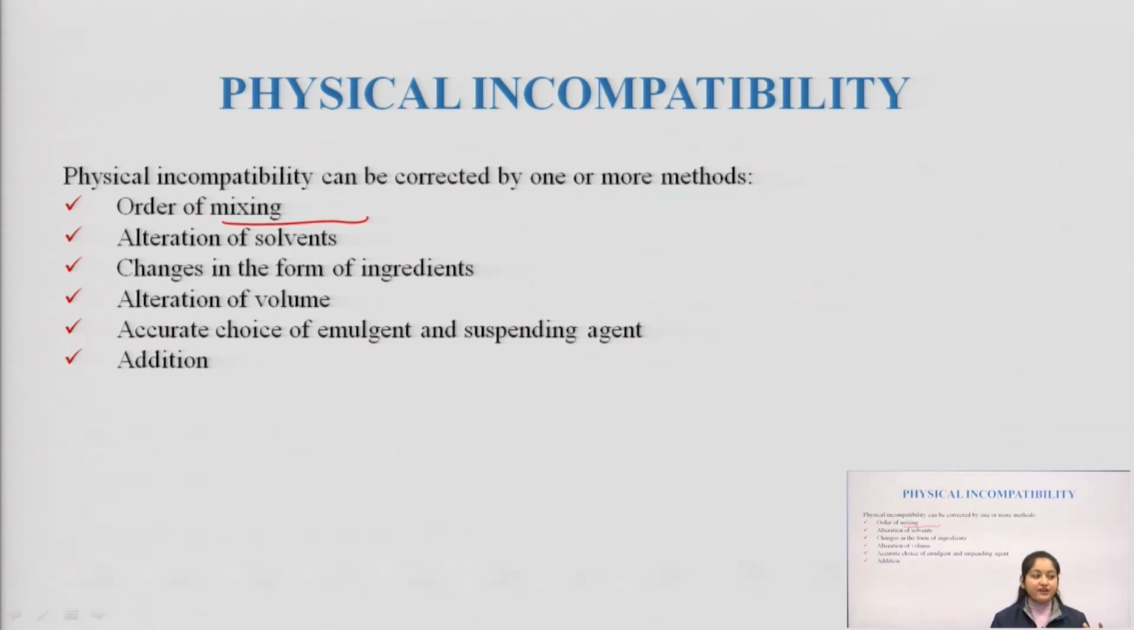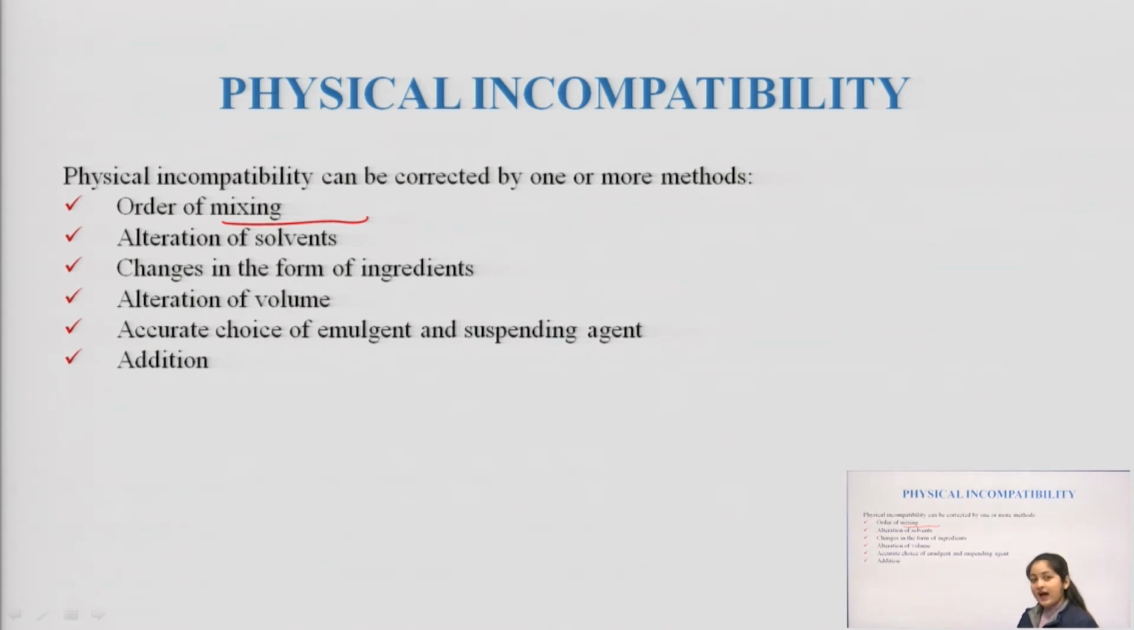For example, if we are mixing two or more substances and they are going to produce a liquefaction, and if we add another substance, that liquefaction can be eliminated, because that substance is going to absorb the moisture present due to the formation of these two substances. So, order of mixing should definitely be adopted to avoid physical incompatibility.